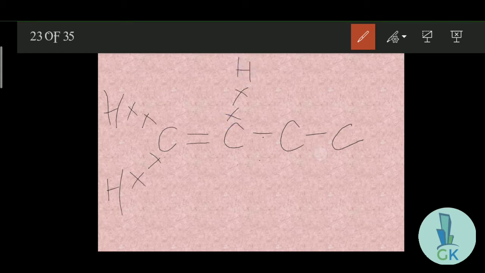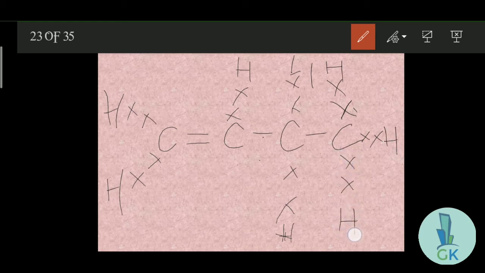Again this carbon, it will need 2 bonds. So 2 hydrogen, and this has only shared its 1 valence electron. So it will need 3 more hydrogen atoms. Please don't mind the diagram. I hope this is clear to you.